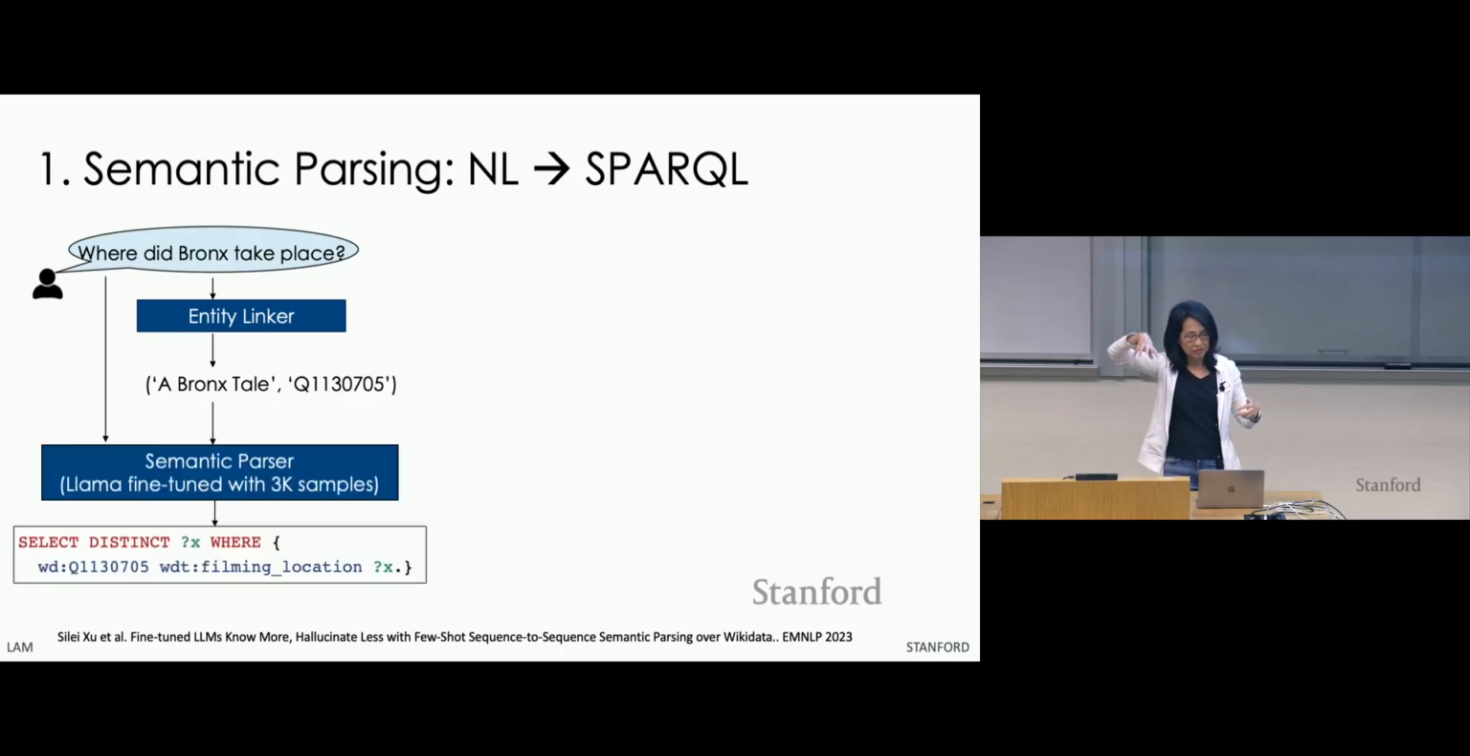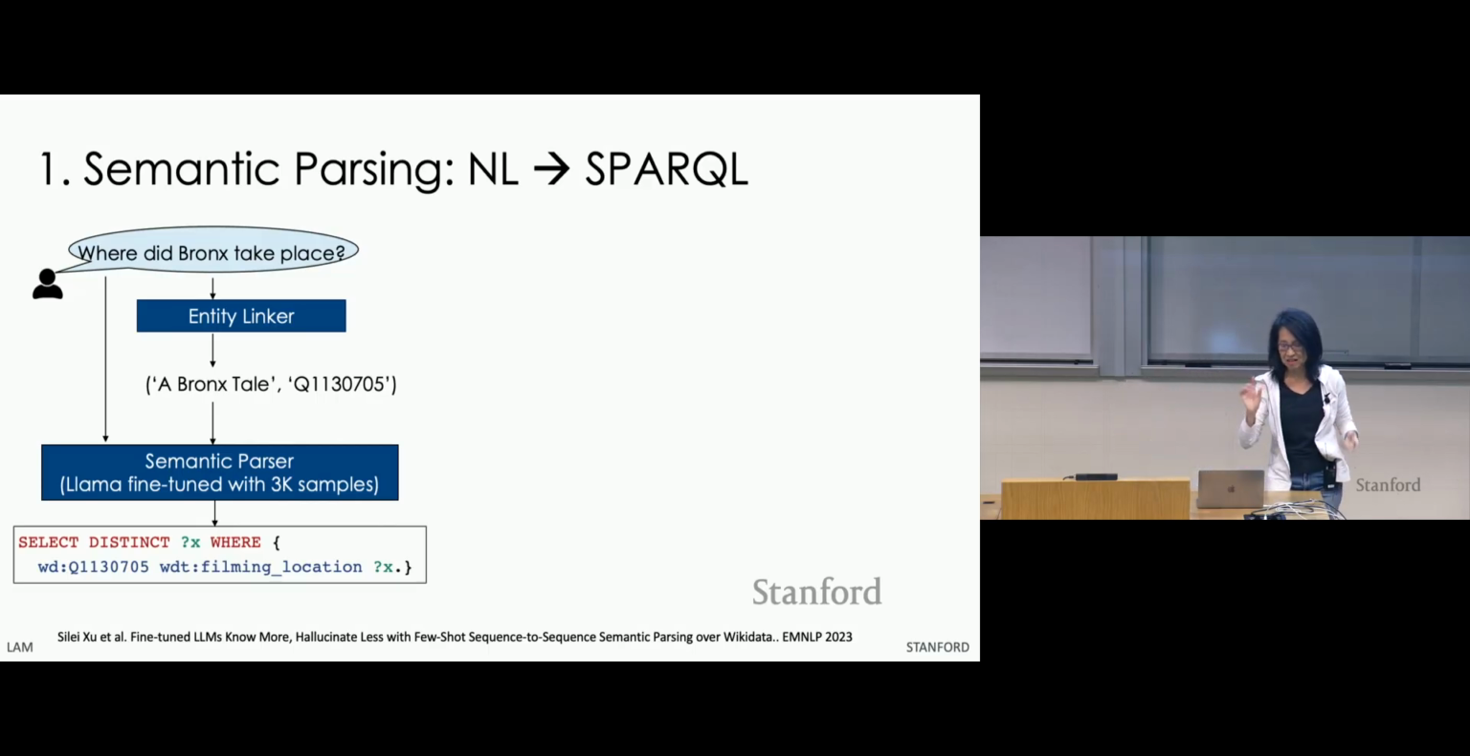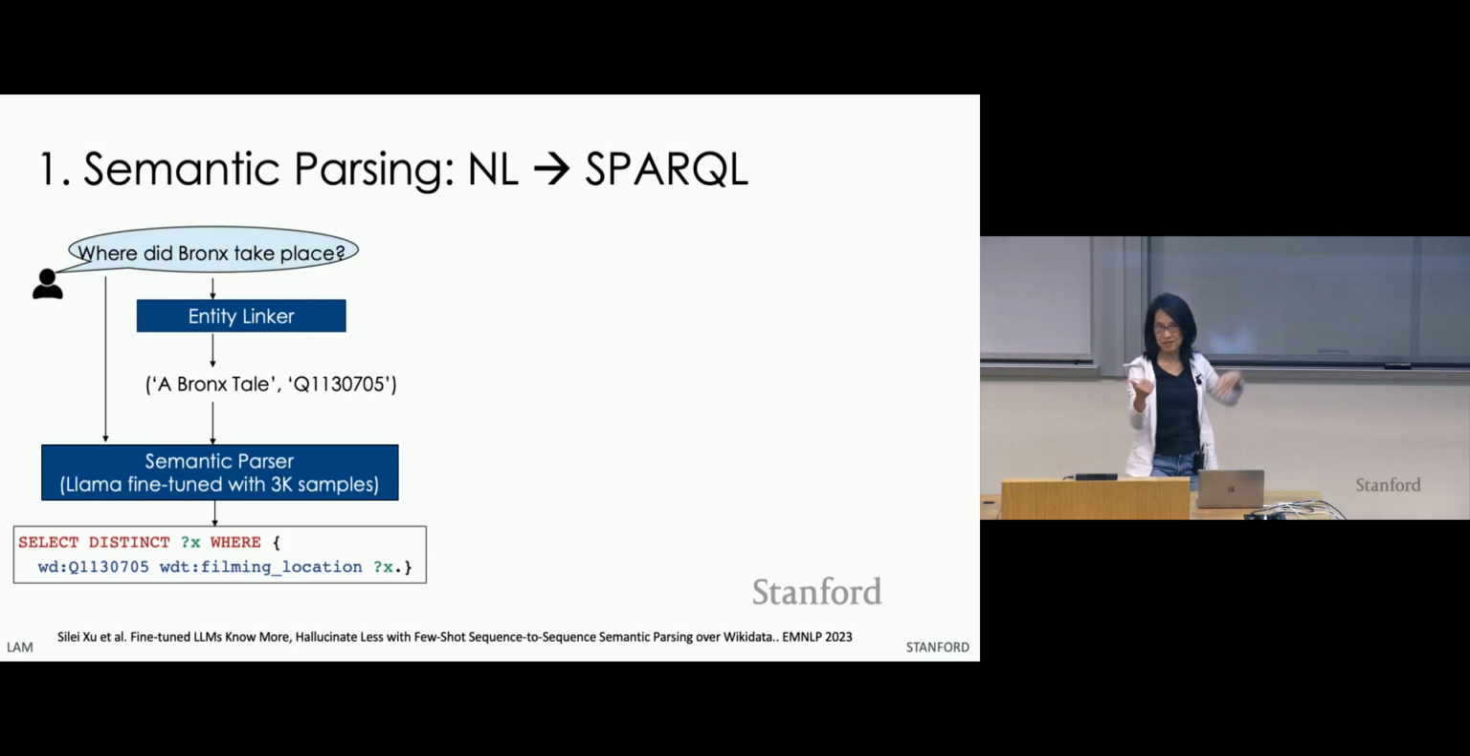So somebody is pulling out the entity. This entity is then fed into the semantic parser. So this is the one that connects A Bronx Tale with that QID. Okay, so this is done with the entity linking module. Now I say, given the English, given the QID, I'm going to run the semantic parser. And the semantic parser that we used in this case was a Llama fine-tuned with 3,000 examples. Okay. And so it has seen enough inputs and outputs so that when you give me an input, I can try to give you an output. And then the output in this case is the SPARQL query.